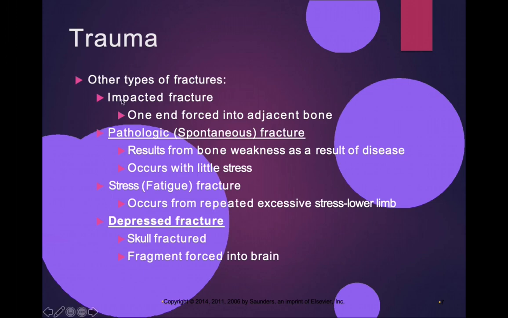Other types of fractures. Impacted fracture, that's where one end is forced into the adjacent bone. There's a pathological fracture. These are called spontaneous fractures. This results from bone weakness as a result of a disease. This can occur with very, very little stress. So there has to be some sort of underlying inflammatory condition that results in a spontaneous fracture. Stress fractures occur from repeated excessive stress. Typically, these are found in the lower limb, especially in the feet, typically the metatarsals.